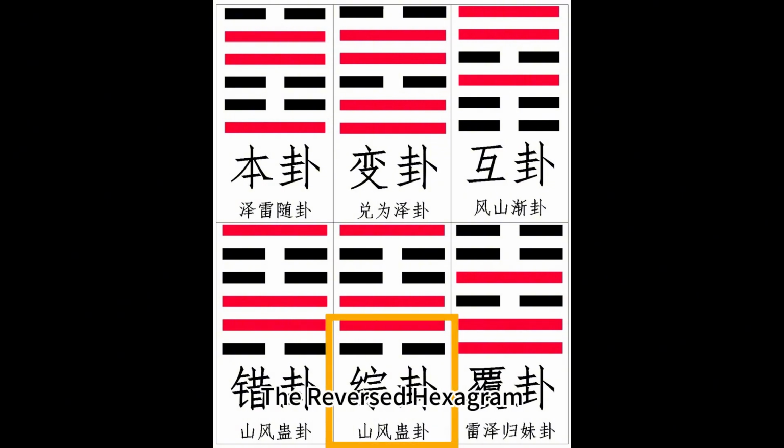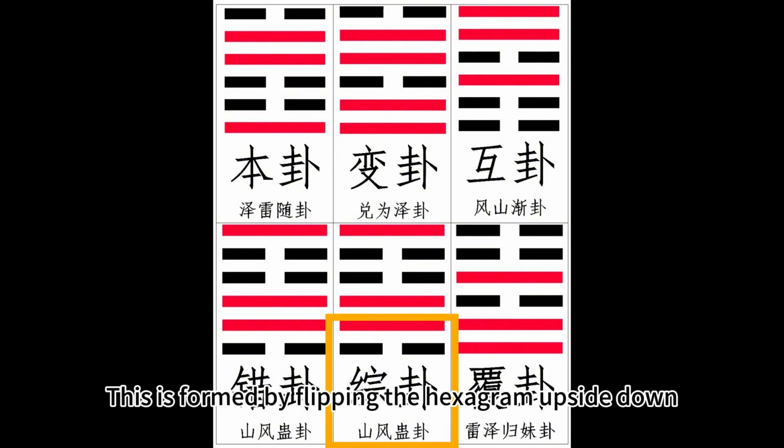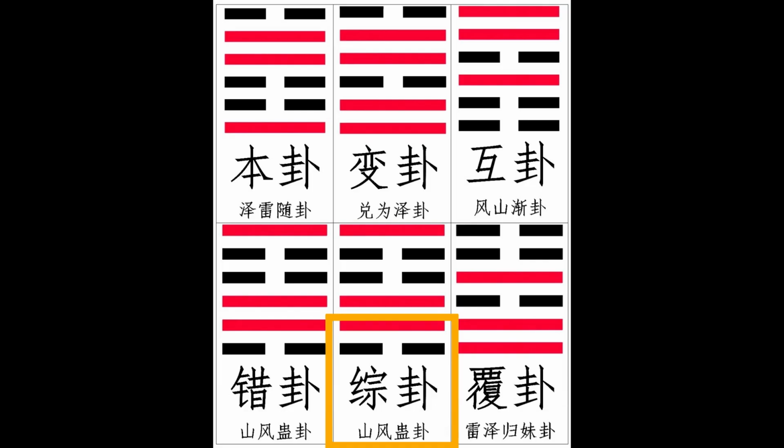The reversed hexagram. Fifth, the reversed hexagram. This is formed by flipping the hexagram upside down. The first line exchanges with the 6th, the second with the 5th, and so on. It allows us to view the situation from a future or opposite perspective, often revealing unexpected reversals.